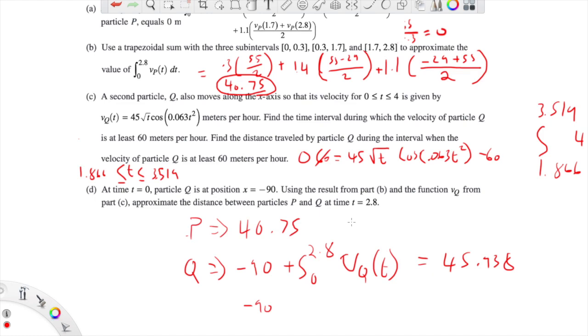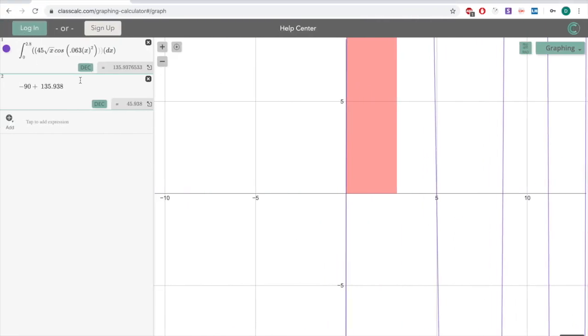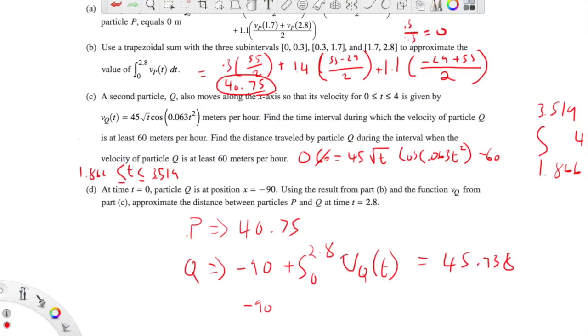Now we're finding the distance from 40.75, so we can go ahead and subtract 40.75 over here. That'll give us 5.188, right? So P minus Q, or Q minus P, we're taking the absolute value. So equals 5.188. That's going to be our answer. Wow, covered the answer, but okay.